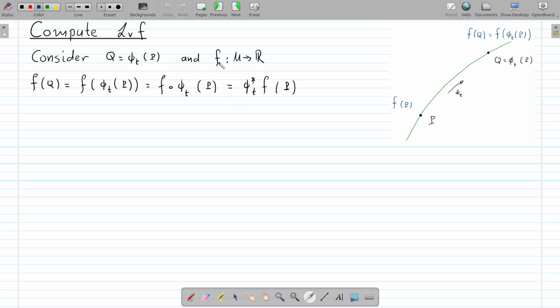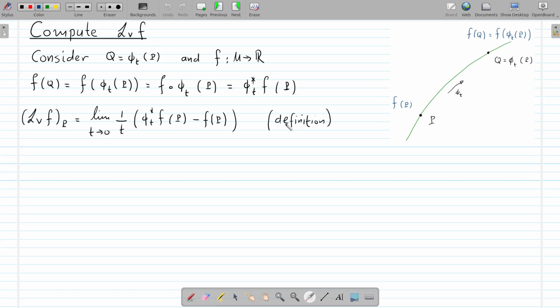So if we take any function f, whose value is f of p at the point P and f of q at the point Q, it can be seen that f of q is equal to the pullback of f at the point P. So the definition of the Lie derivative is shown here, and it involves the pullback of f at the point P. But we have already shown that this is equal to f of q.